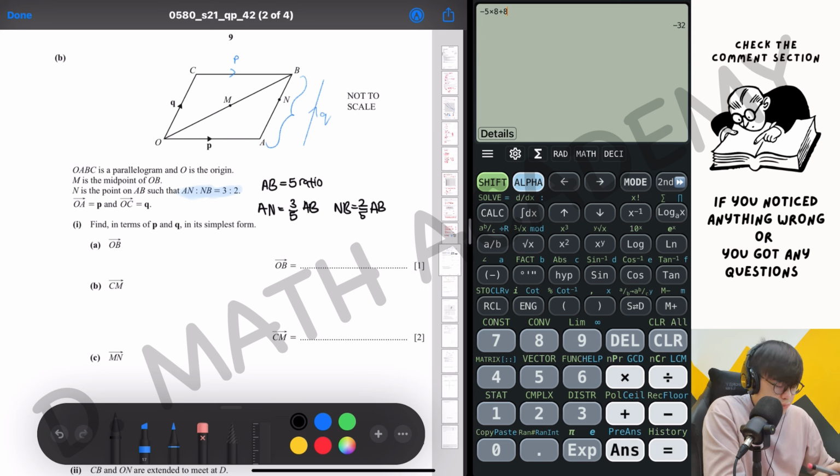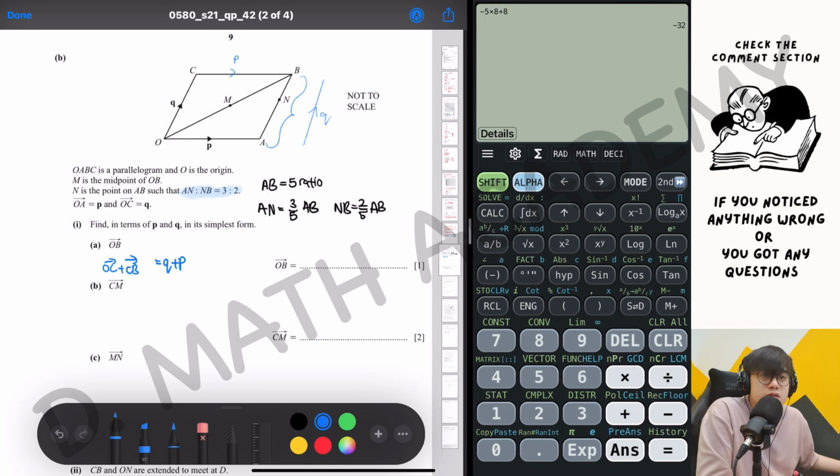So to get to OB, we can now proceed with our calculation. OB can go through OC and then CB. That's why the answer will be Q plus P.